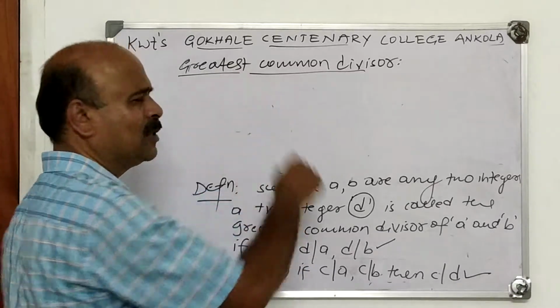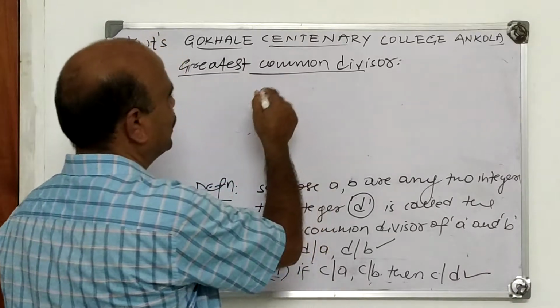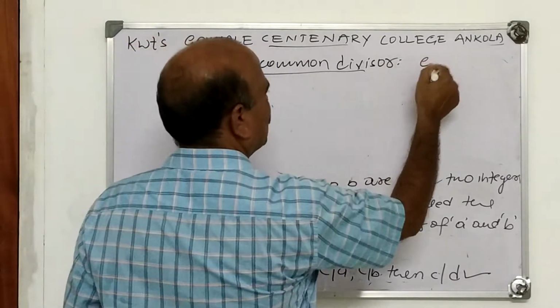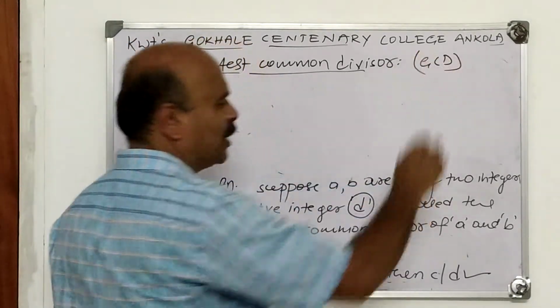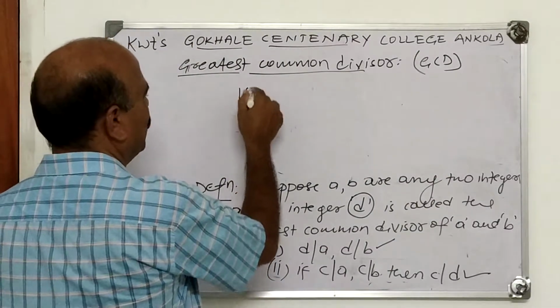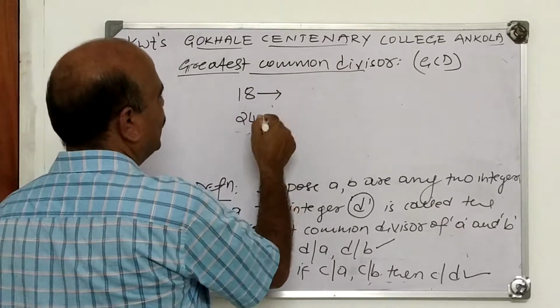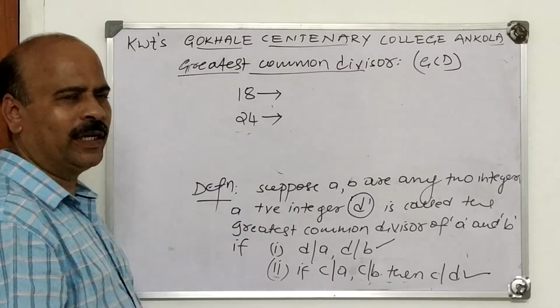Now the next concept is greatest common divisor. I take this example. Greatest common divisor means it is the greatest among the common divisors. I take as an example two integers 18 and 24. I list the positive divisors of 18 and 24.